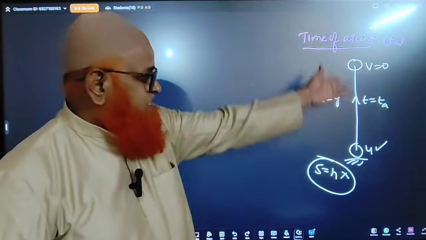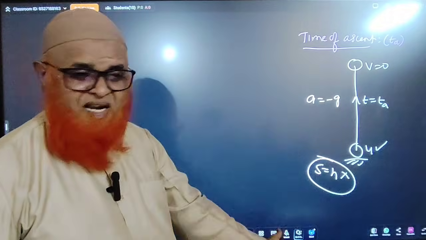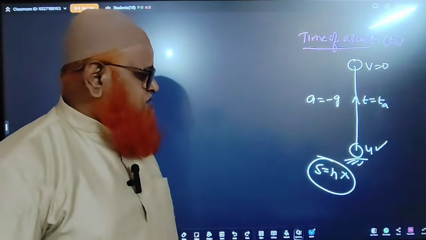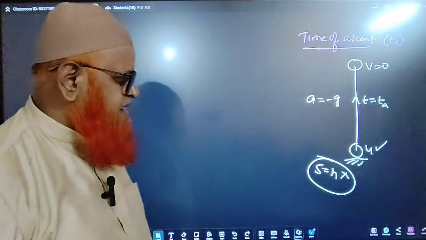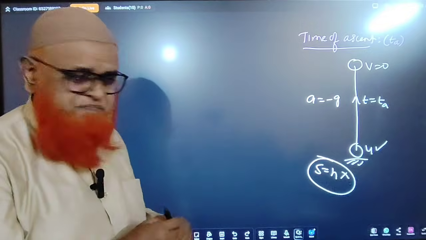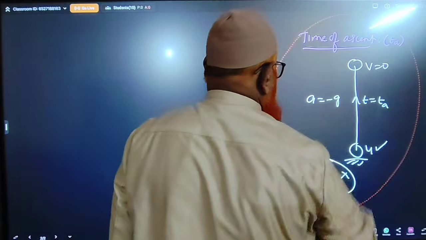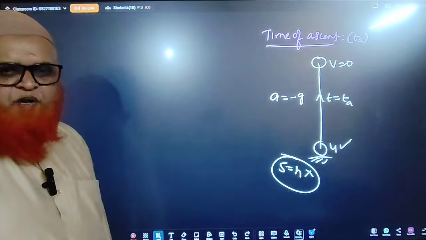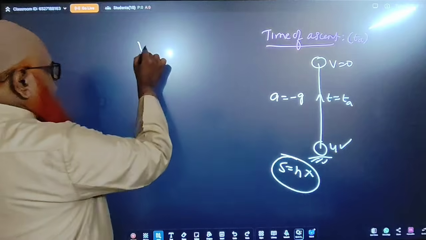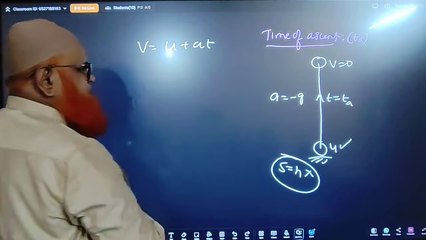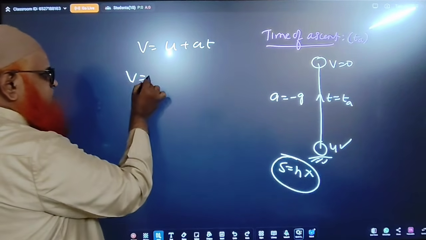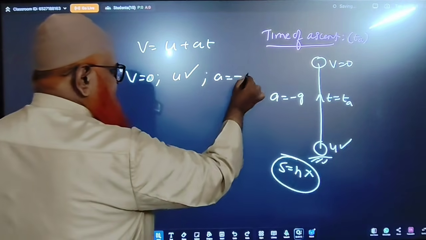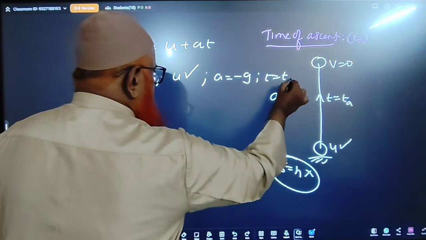So displacement, which is going to be height in the case of vertical motion under gravity, we call it a height. So A is equal to minus G, T is equal to TA, and U is the initial velocity which is in your hand. The formula which we have to use here, where there is no discussion of displacement or height, can you tell me what that formula is? V is equal to U plus AT. This is the general formula. Here final velocity is 0, initial velocity is in your hand, acceleration is minus G, and time is the time of ascent.